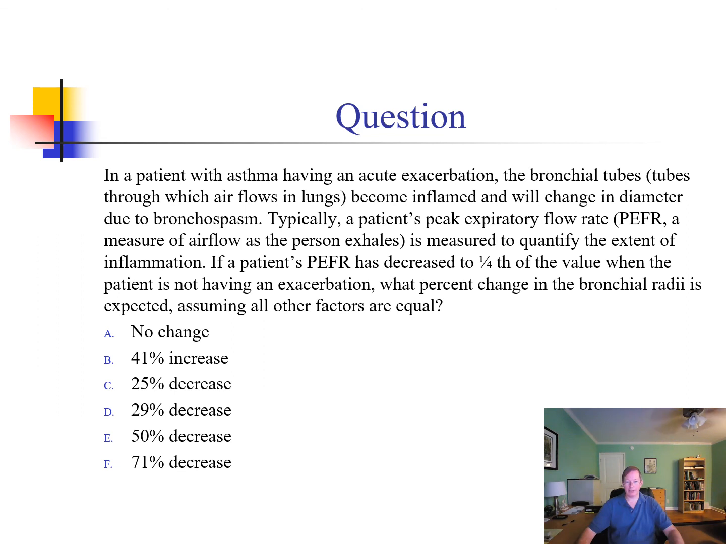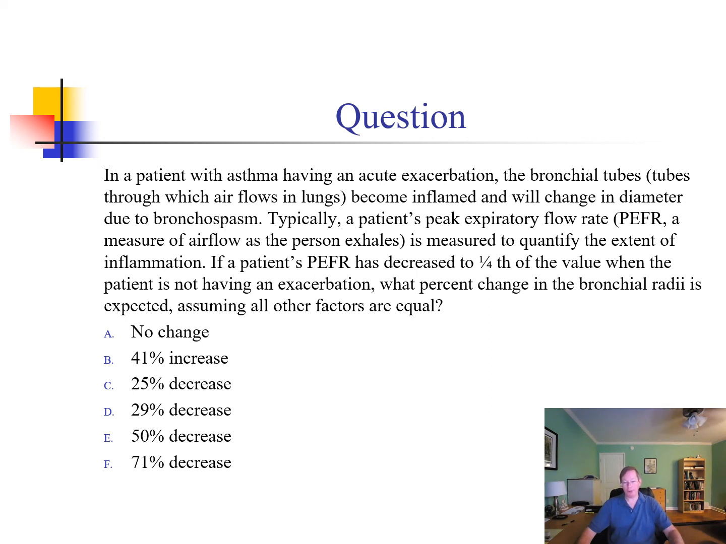So let's do an example. People that have asthma, a lot of times when they have an acute worsening or an exacerbation, will have inflammation in their bronchial tubes. When that happens, it changes the diameter of those bronchial tubes. We have patients clinically measure what's called a peak expiratory flow rate. It's a meter that they breathe into, so they take a deep breath and then breathe out very, very quickly. And you can measure that.